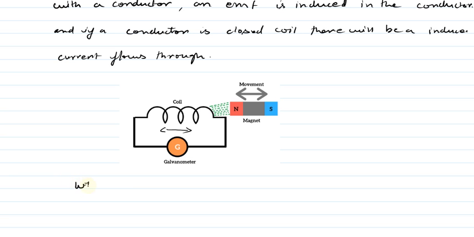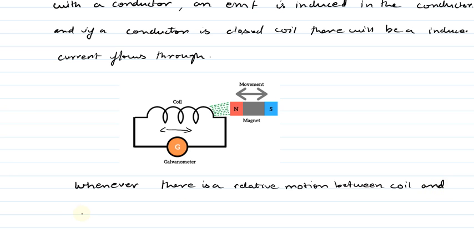So we can write that whenever there is a relative motion between coil and magnet, then there is an EMF induced.